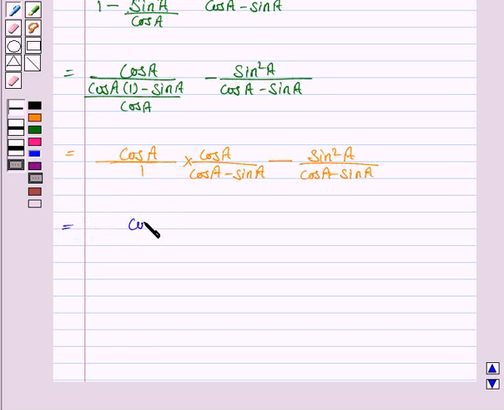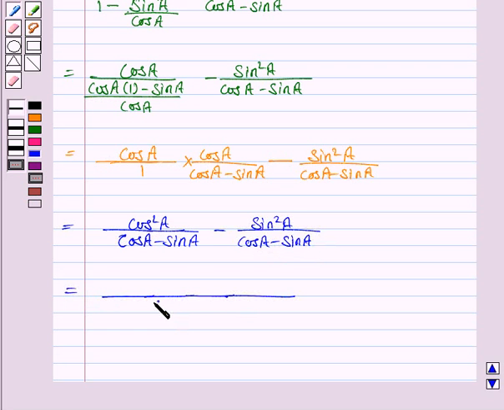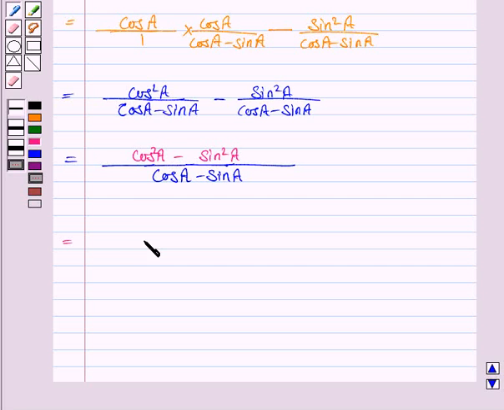Now cos A into cos A is cos square A upon cos A minus sin A into 1 is cos A minus sin A, minus sin square A upon cos A minus sin A. Now taking LCM, LCM would be cos A minus sin A, and in the numerator we have cos square A minus sin square A. Now cos square A minus sin square A can be written as cos A minus sin A into cos A plus sin A upon cos A minus sin A.